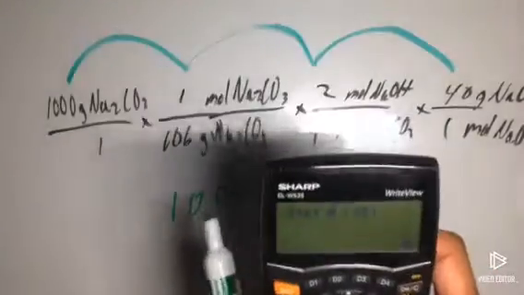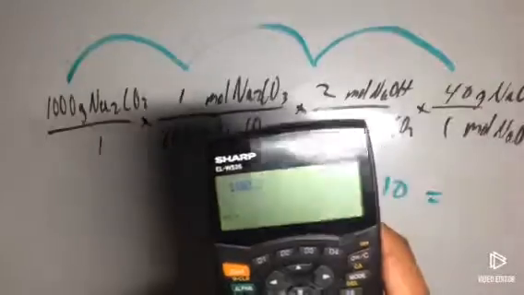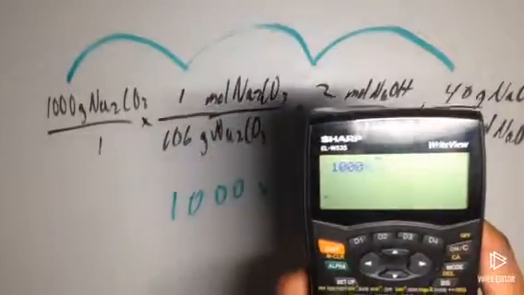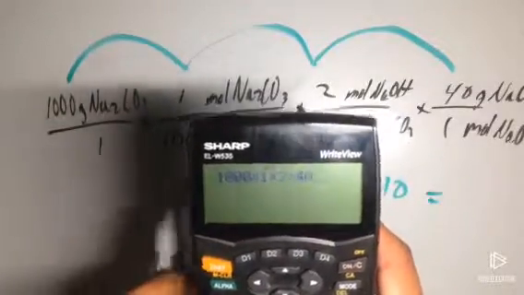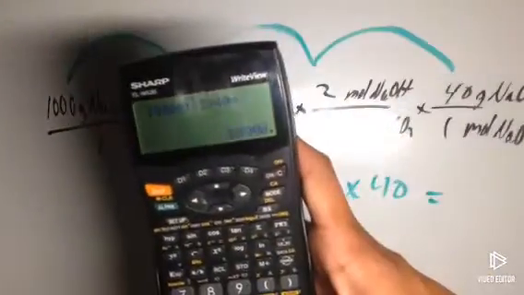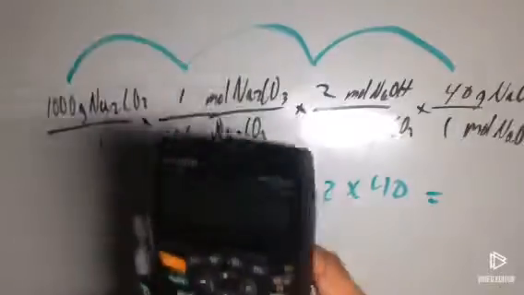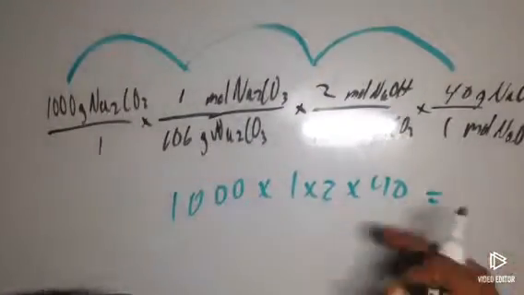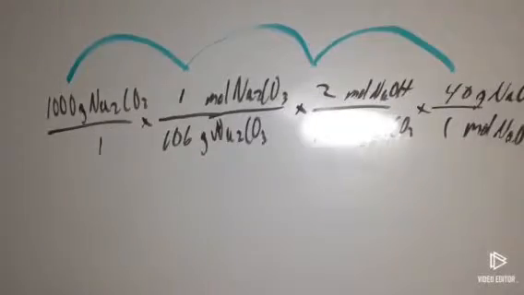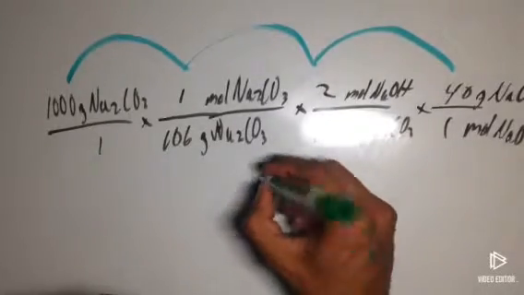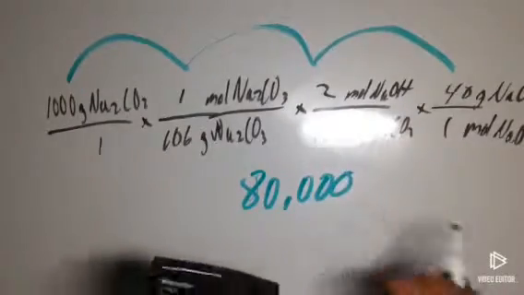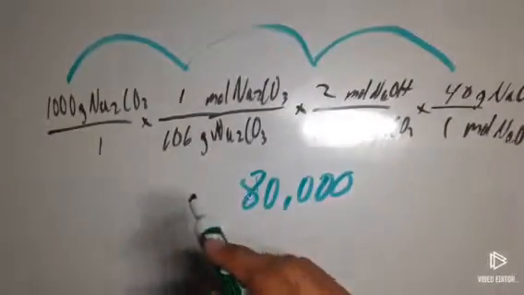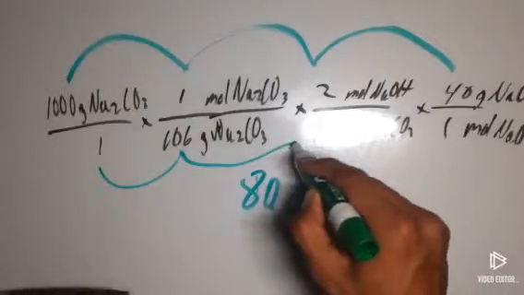if this is typed into a calculator, 1,000 times 1 times 2 times 40, you'd get 80,000, and that would be the top number. That's the top number, 80,000. Now you must figure out the bottom number. So it'd be this times this times this.